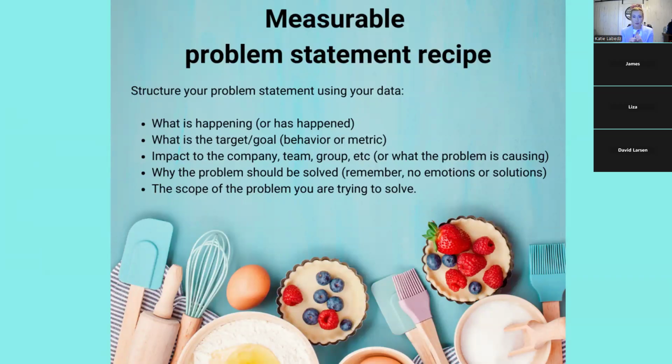I require it for a kaizen event, and it would be used in, for example, a Six Sigma DMAIC or DMADV. Our measurable problem statement is structured like this. What is happening or has happened? So describe what is happening or has happened. And again, I'll go through each of these bullet points here in a moment. What is the target goal, metric, or behavior? What is the impact to the company, team, group, or what's the problem causing? Why the problem should be solved.